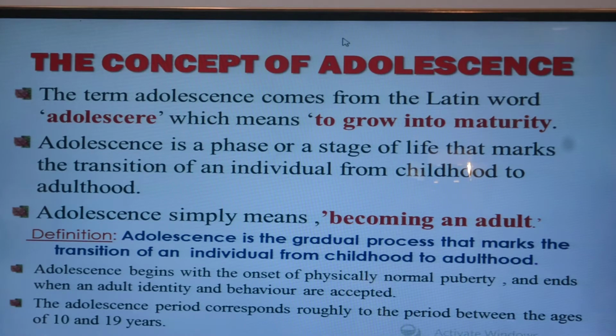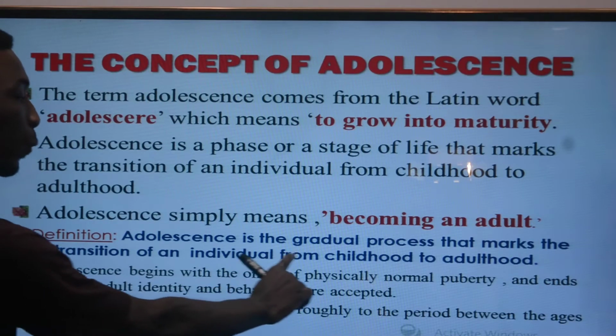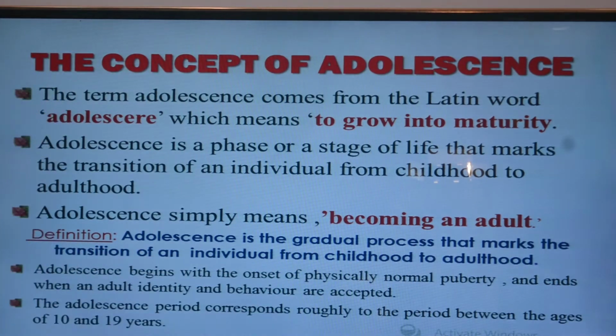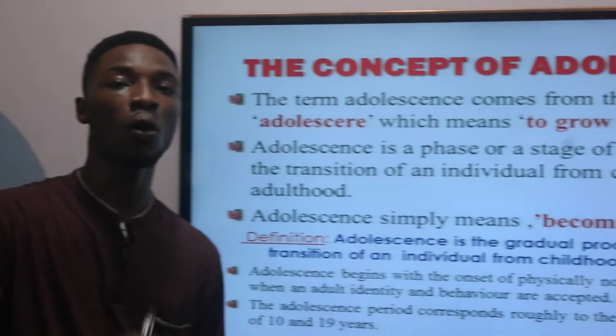So I gave a simple definition here of adolescence. Adolescence is a gradual process that marks the transition of an individual from childhood to adulthood. So it's a gradual process. What does that mean? The process of adolescence does not happen all at once.